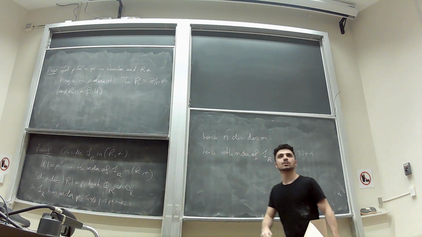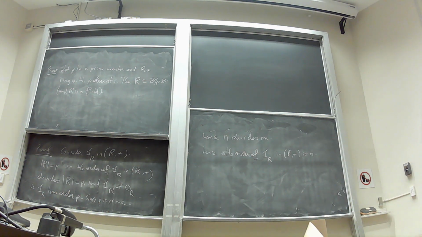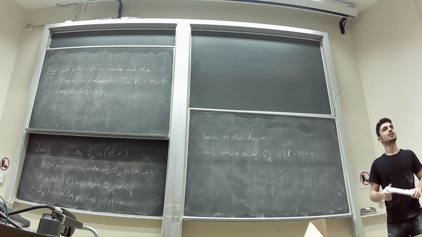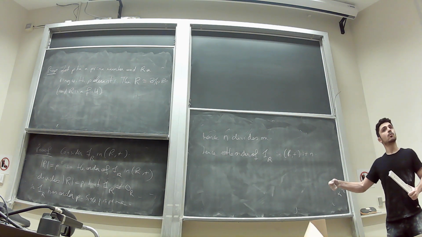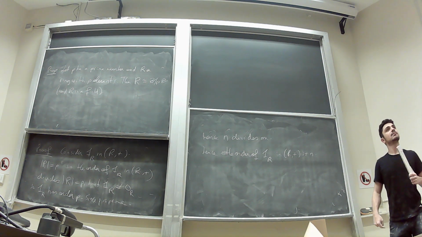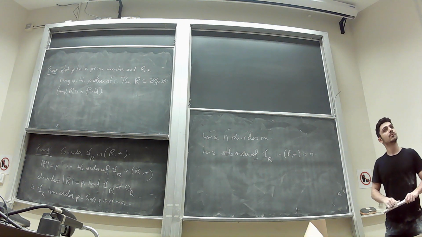Okay. Great. Now, I bring in my homomorphism phi from the previous, the unique homomorphism from Z to R. What is the kernel of that homomorphism? It's NZ, where N is the order of 1. So it's PZ, right?